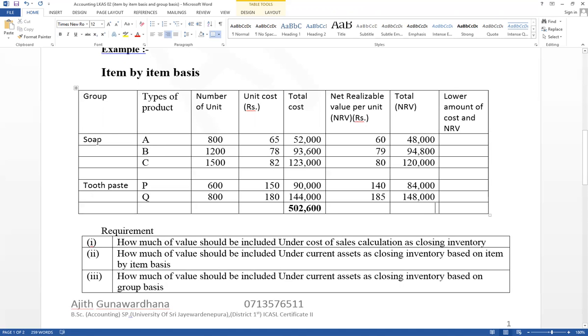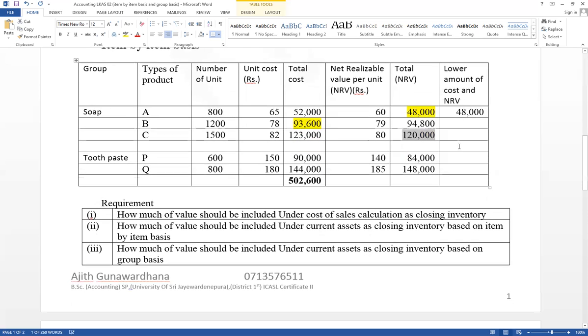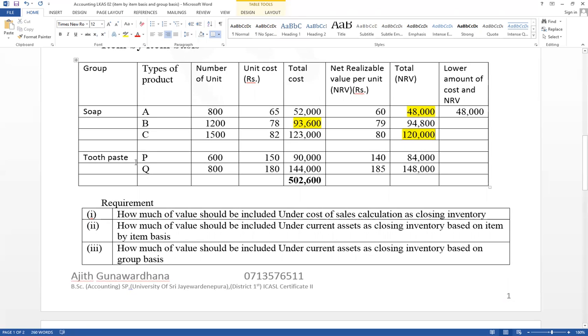Then think about A. That is a group. Item is A. Therefore, its cost value equals 52,000. You have to compare this with the cost value, and this is the NRV. Therefore, the lower amount equals 48,000. Item by item. And B also, cost value equals 93,600, but NRV equals 94,800. Therefore, the lower amount equals 93,600. And think about C, the lower amount equals NRV, 120,000. And toothpaste P item, cost value 90,000, NRV equals 84,000. Think about the lower value. And Q, 144,000, 148,000. Therefore, the lower amount equals 144,000.